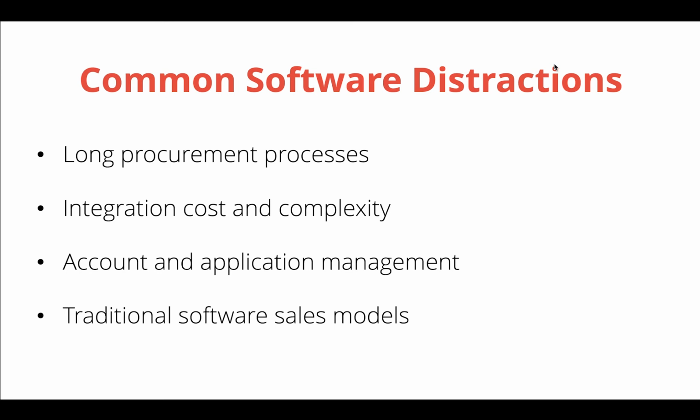So some of these common software distractions, some of these inefficiencies: the long procurement processes. So maybe you're looking for software to do a particular thing like a CRM. Well, now you have to look over all these different vendors and figure out which one's the best for you. The integration costs and complexity. This is a big problem for a lot of companies, small and large. We have these different bits of software, we have these different vendors. How do we tie them all into one another now that we have all these different working parts that are handling different parts of our business? And how much is that going to cost?